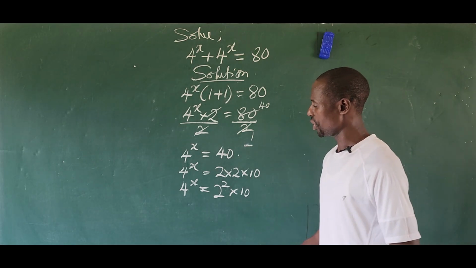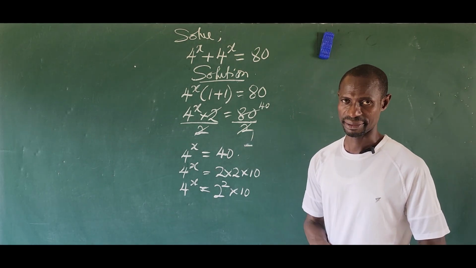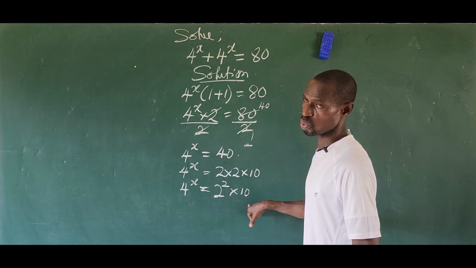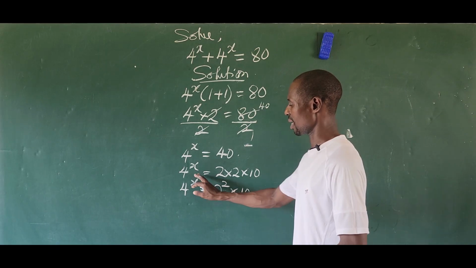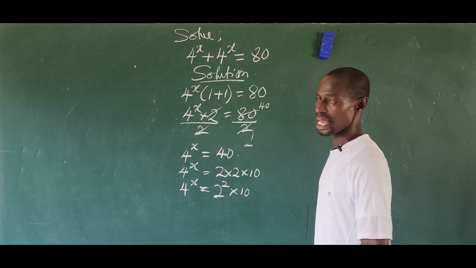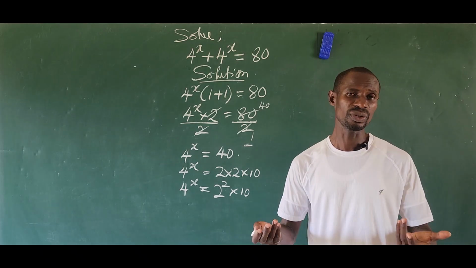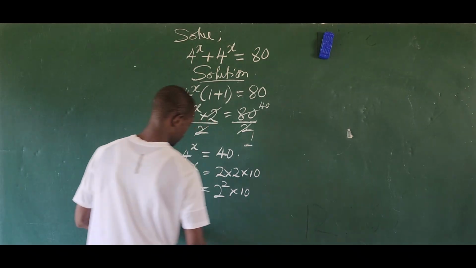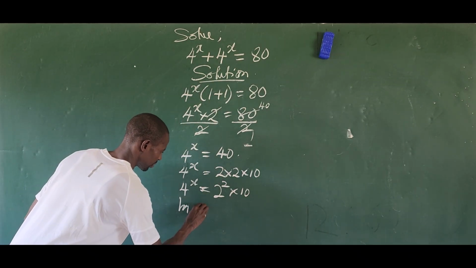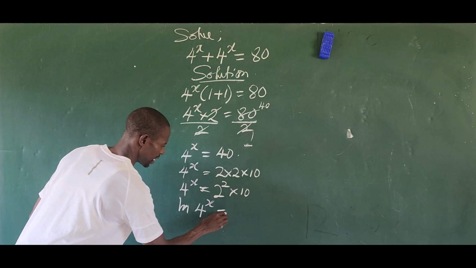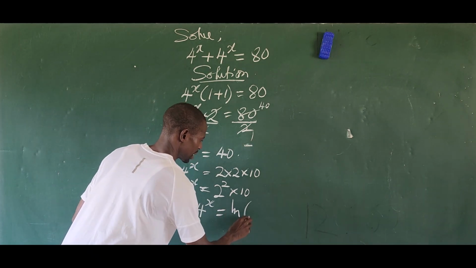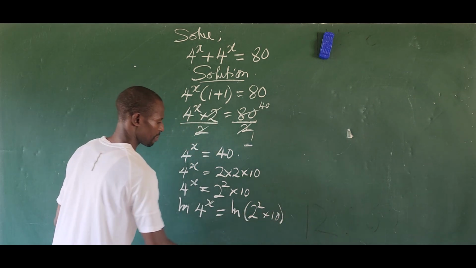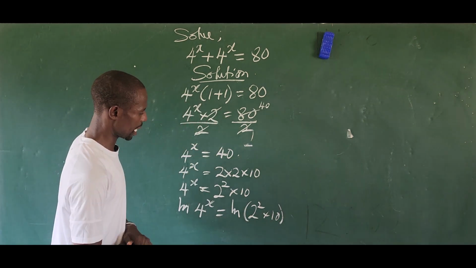Now, what is the next thing to do here? It is easy. We want to log both sides of this equation, because we cannot express this in base 2. And so we want to log everything here and log everything here. And we're going to take the ln, okay? ln base e, or we could equally use log base 10, right? But let's make use of the ln. So from here, if we ln both sides, we're going to have ln of 4^x equals ln of (2^2 times 10).